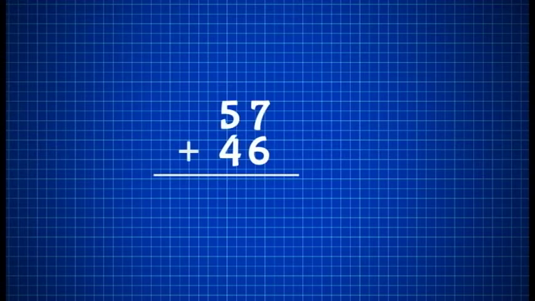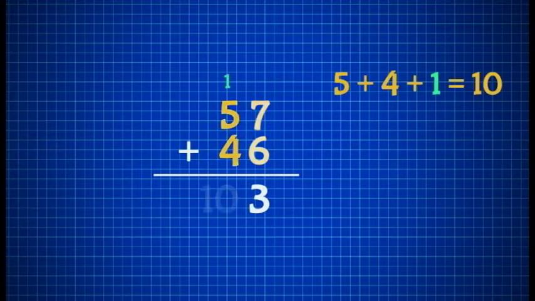Let's look at 57 plus 46. Start with the ones place. 7 plus 6 is 13. We move 1 to the tens place. And we add 5 plus 4 with the carryover 1, which equals 10. Combine them together is 103.